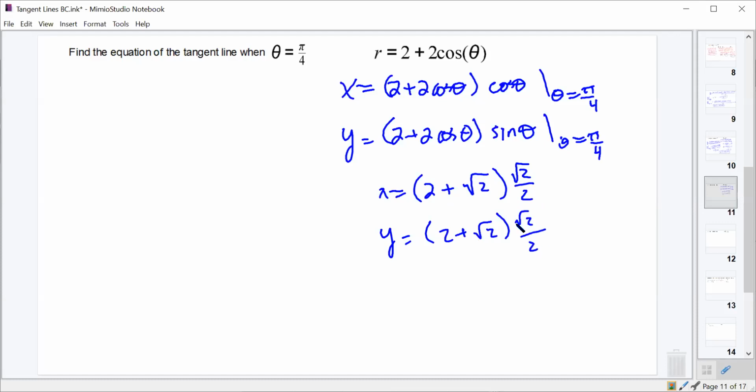And if we distribute that root 2 over 2 through there, that might make this a little bit nicer looking. 2 root 2 over 2 is just root 2. And then this becomes plus 2 over 2. So root 2 plus 1. And this will be the same. Everybody good with x and y? Those are the values you got for x and y, hopefully.